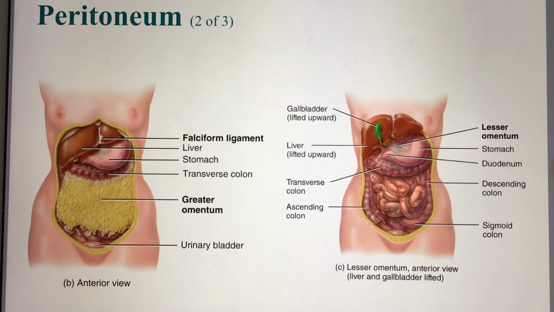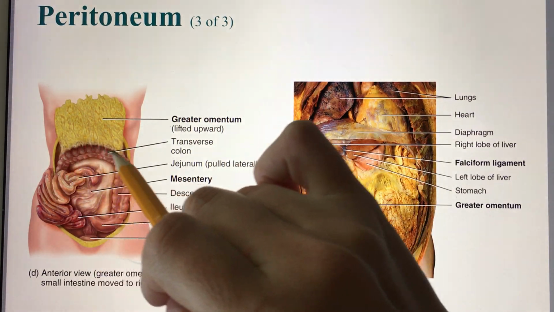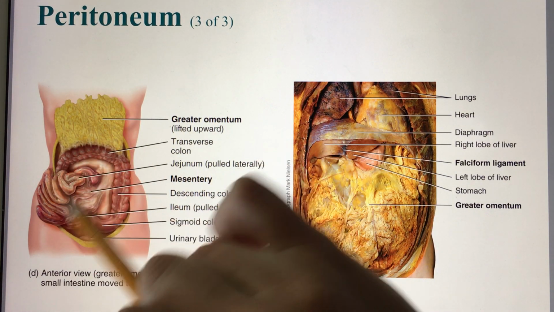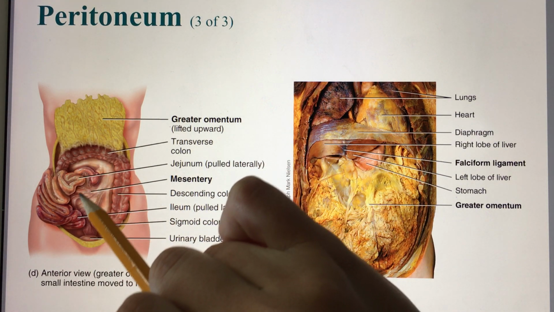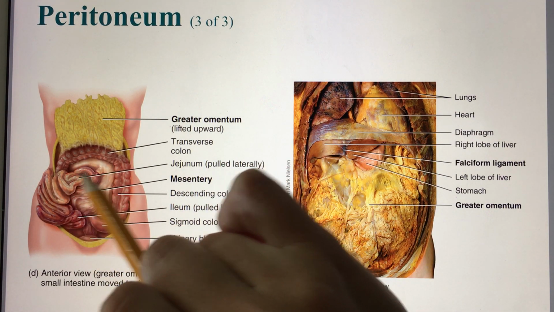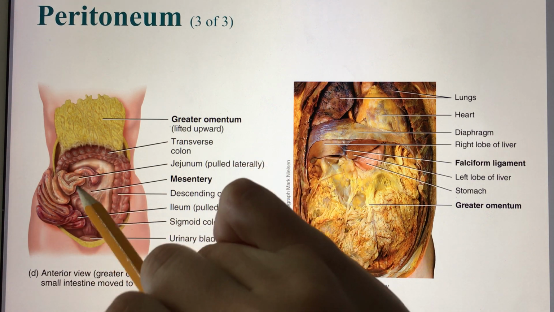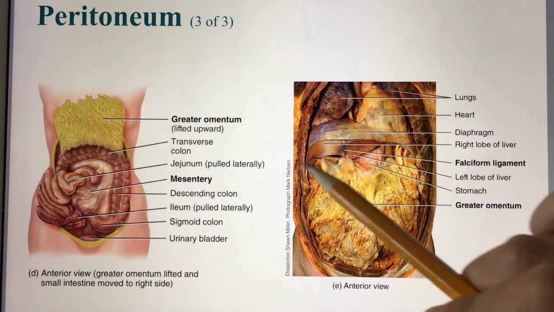Okay, and next picture, this is the greater omentum lifted upwards from here that covers all of these intestines. Here is mesentery. Mesentery is this whitish stuff. They took out the small intestine to show the mesentery because mesentery binds the small intestine to the back. Okay, and this is the picture of the cadaver.